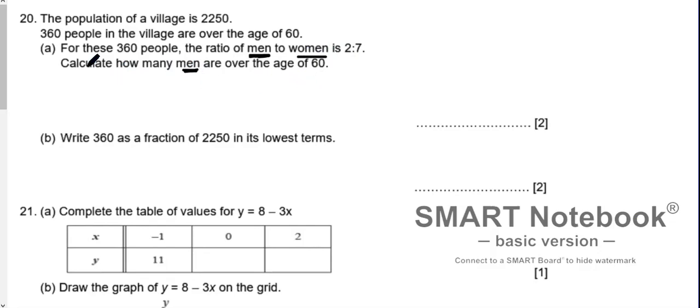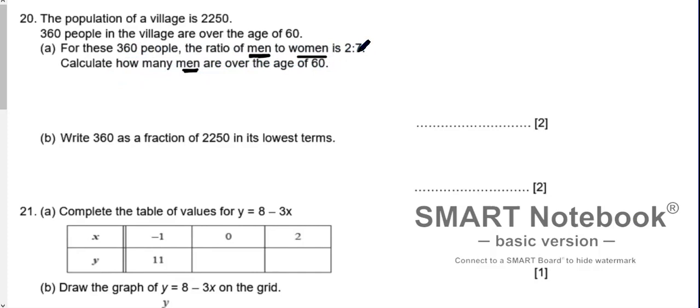The population of a village is 2250. 360 people in the village are over the age of 60. For these 360 people, the ratio of men to women is 2:7. Calculate how many men are over the age of 60. Okay, so men to women is 2:7.